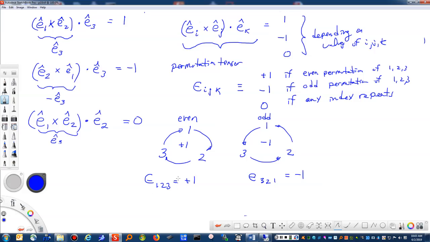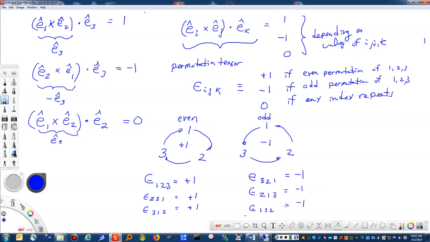And we can list all these down. So I start with 1 here. If I started with 2, that's 2, 3, 1. If I started with 3, that would be 3, 1, 2. All of these would be equal to +1. Good. And if I went the other way around, if I went 3, 2, 1, if I went 2, 1, 3, if I went 1, 3, 2, all of these would be odd permutations. Those would all be equal to -1. Of course, if any subscript repeats, then the value is 0.